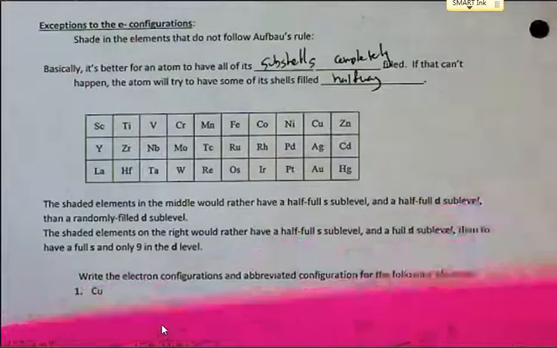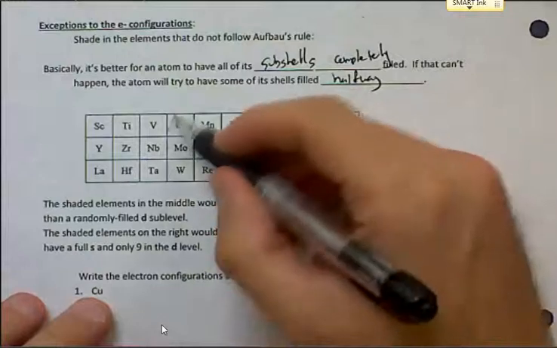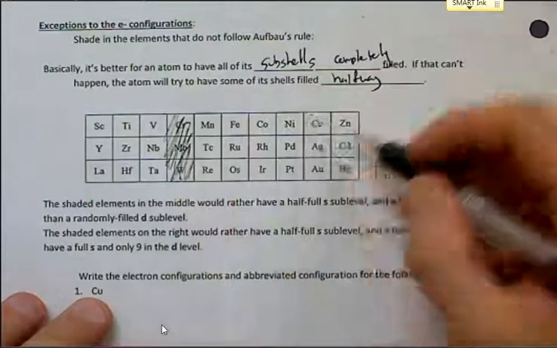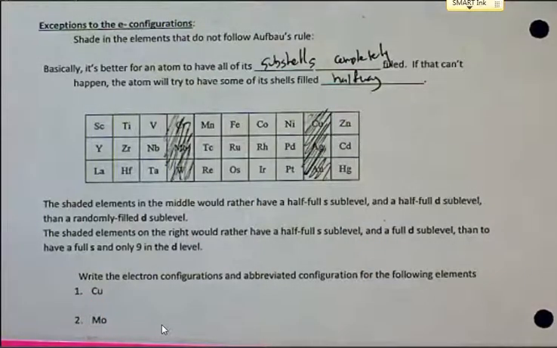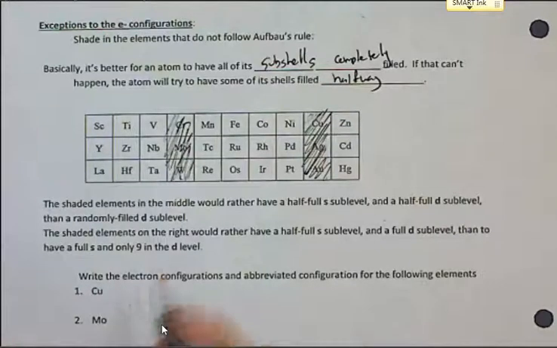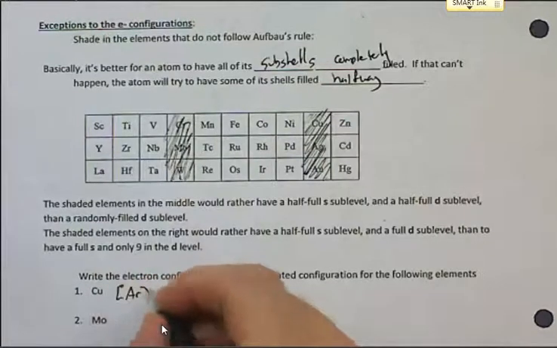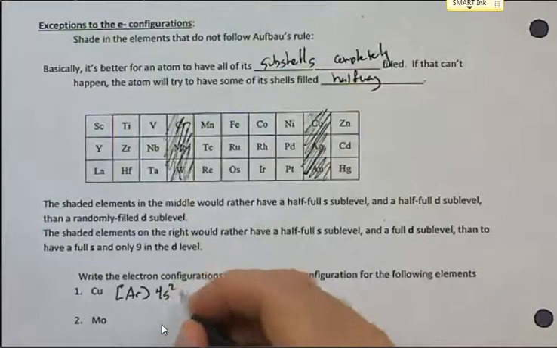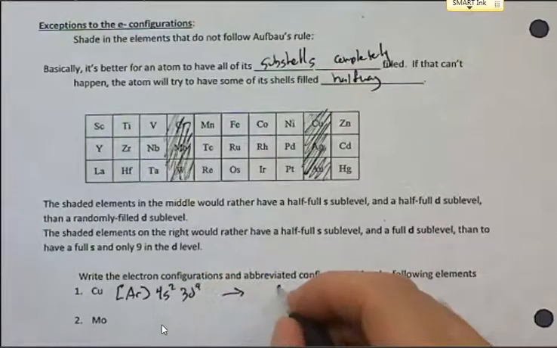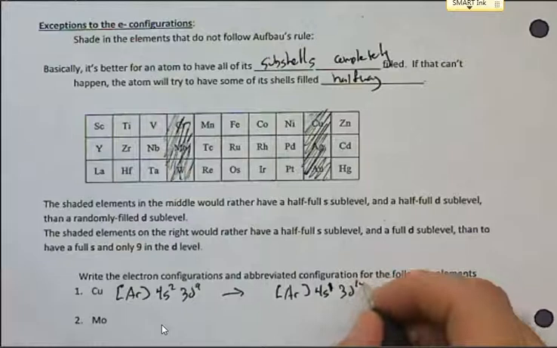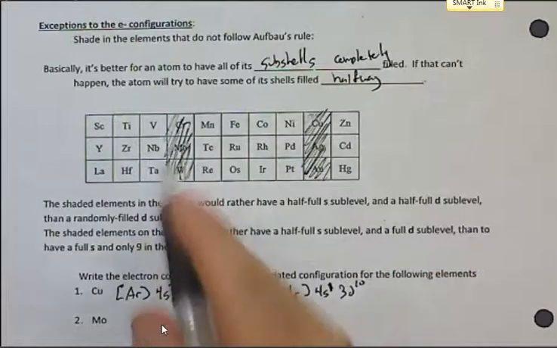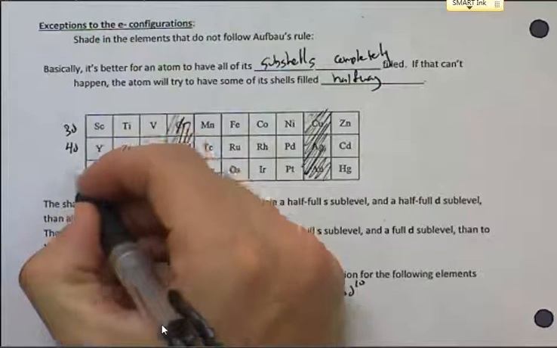Generally, you're going to see that pattern anytime you have 4 electrons in the D block or 9 electrons in the D block. You're going to see those atoms kind of shift their electrons around to make sure they have either a full or half full subshell. So let's take a look at copper. Well, we just did it. All right. So it is going to want to be argon 4s2 3d9. It's instead going to become argon 4s1 3d10.